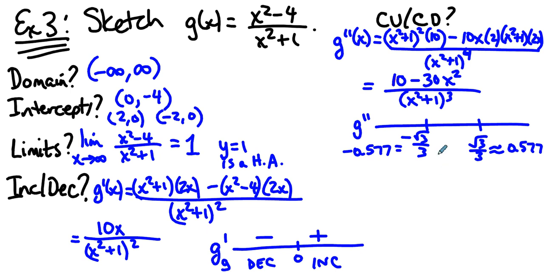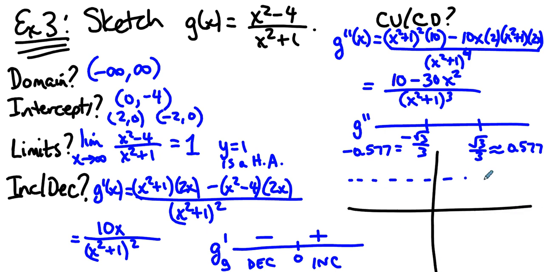So we put together the picture. What does this thing look like? Well, we know that there's a horizontal asymptote at y equals 1, and we know that it's got roots at (2, 0) and (negative 2, 0). And we know that at (0, negative 4), that's the min, right? Because we're decreasing until x equals 0 and increasing after, so that's the min. And we know that at 0.577, where we're down about here, and negative 0.577, where we're down about here, those are the inflection points.